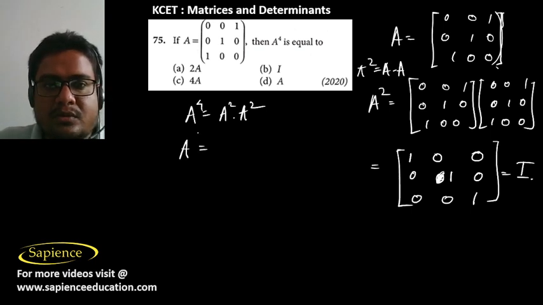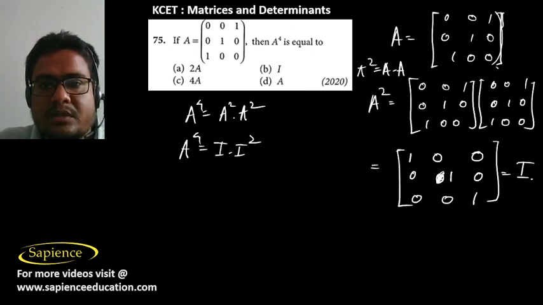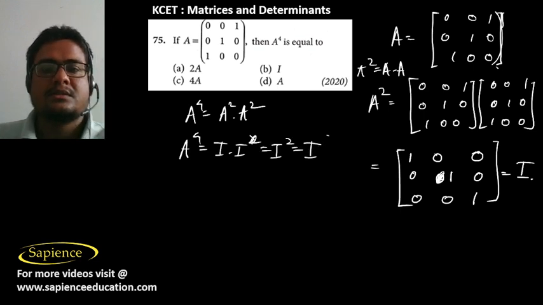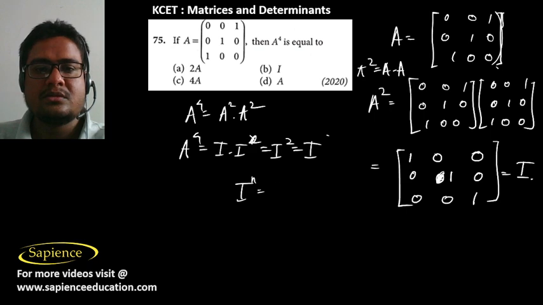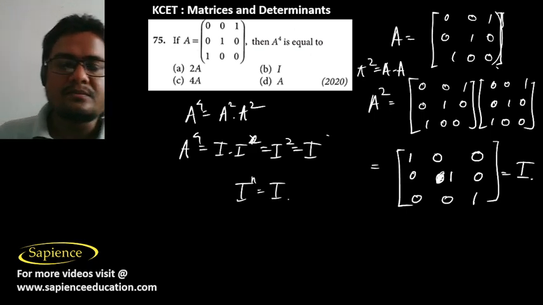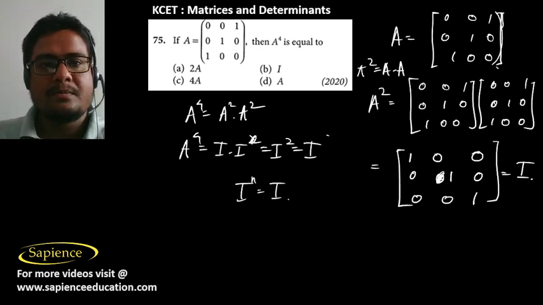Therefore A power 4 is equal to I into I square, which is also equal to I, since I power n is also equal to I. So option B is the correct answer.